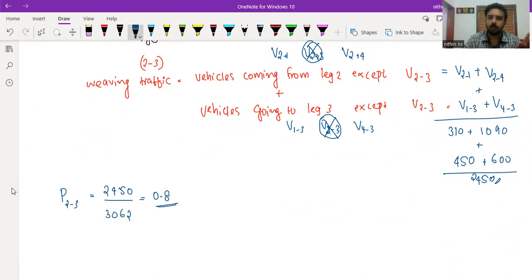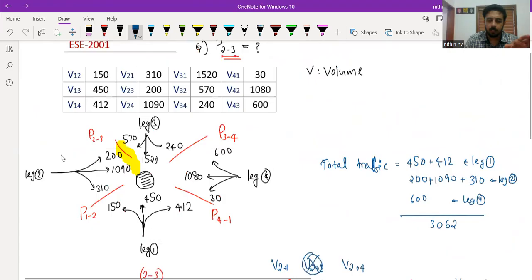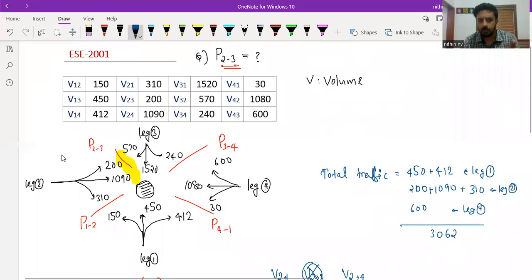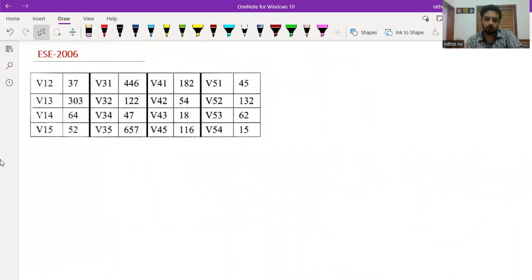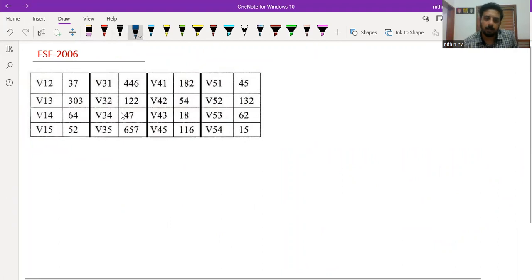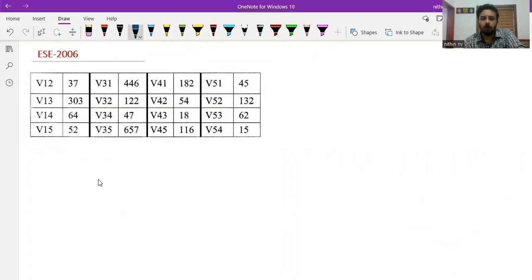If a 4-legged intersection is coming, we can easily do it like this. Now, if a 5-legged intersection is given, then what to do? The same thing, that's all. Only one more direction will come. So you try to do that question as well, which is another previous engineering services exam question. I've already calculated it. You just try it and comment your answer in the comment box. Or should we solve this? I hope you can do it.